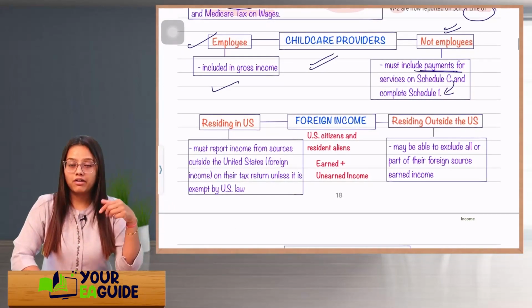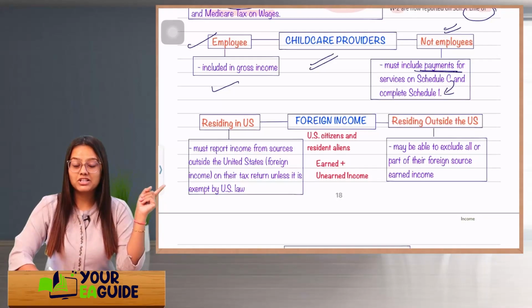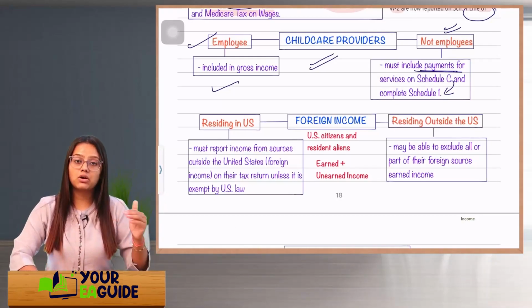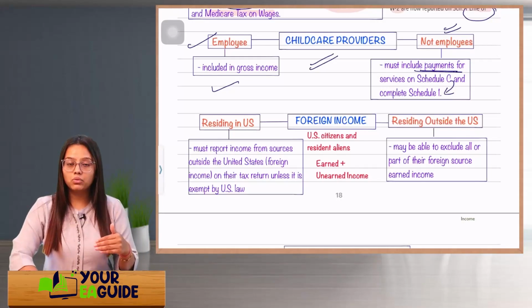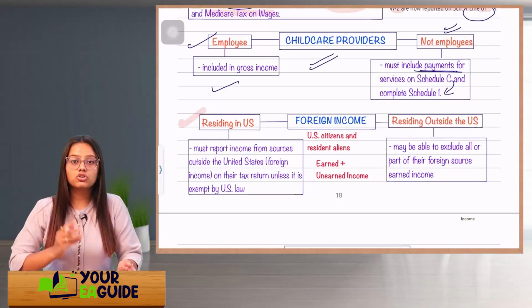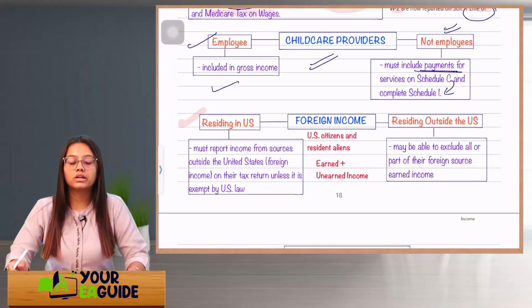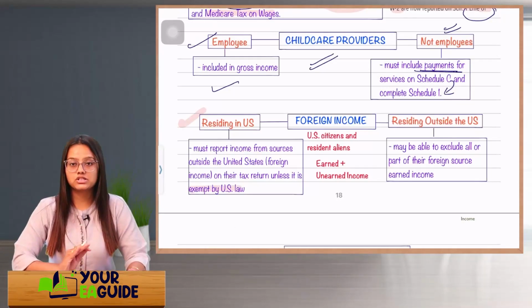Okay, if you have foreign income and you're residing in the US, the first thing is you must report the income from sources outside the US. Whatever income you're receiving from outside the US is your foreign income, right? Being a resident person, you must report it as foreign income on the income tax return, unless it is exempt by US law.